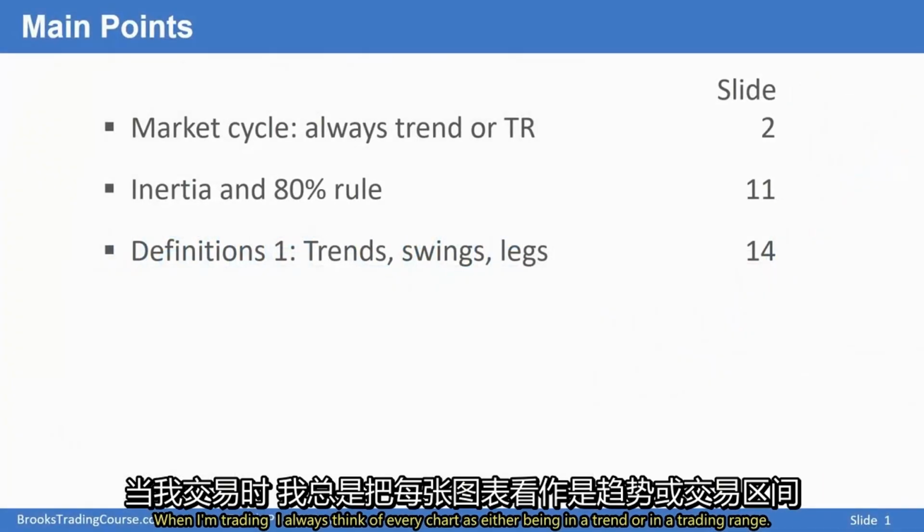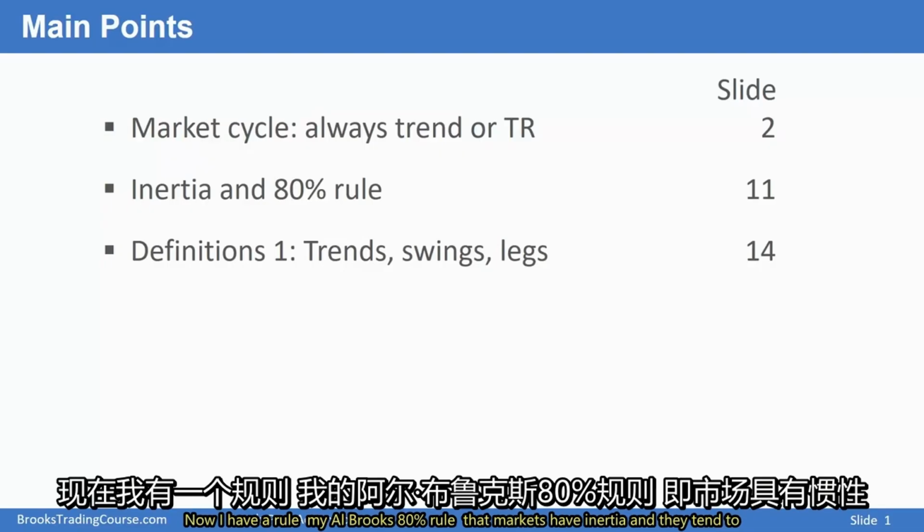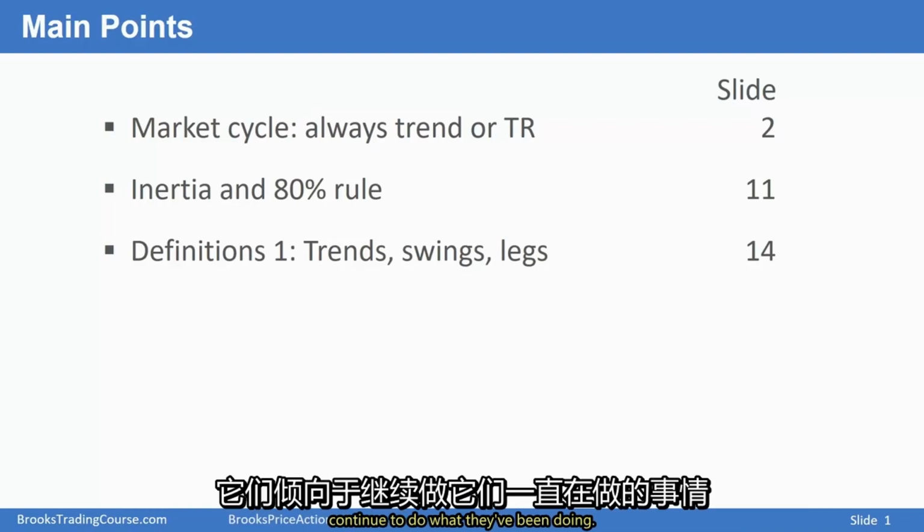When I'm trading, I always think of every chart as either being in a trend or in a trading range. For that matter, I think of every bar as either being a trend bar or a trading range bar. Now, I have a rule, my Al Brooks 80% rule, that markets have inertia and they tend to continue to do what they've been doing.